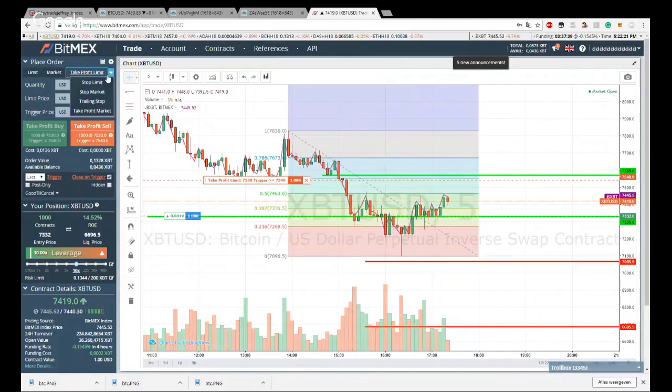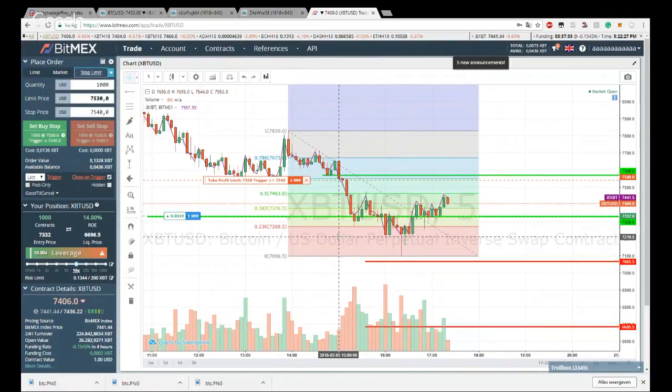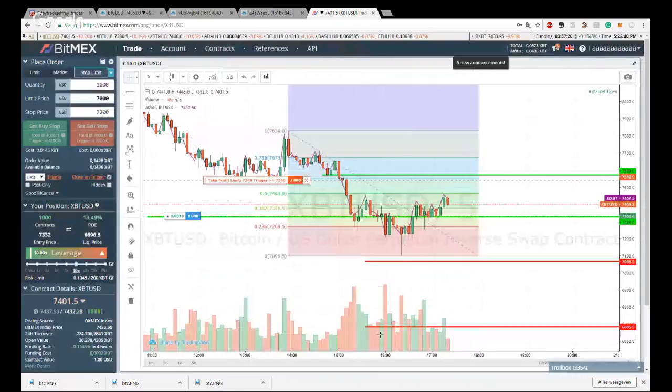You can use this together. So let's say I want to put a stop limit below the previous bottom, which is 72. And the limit price at 7,000. There we go. Sell.